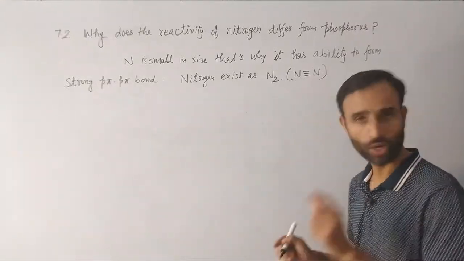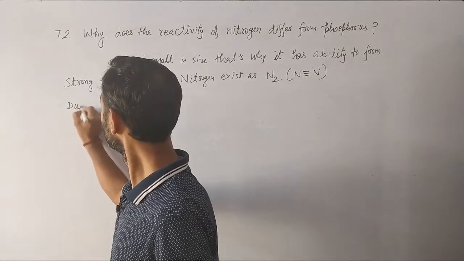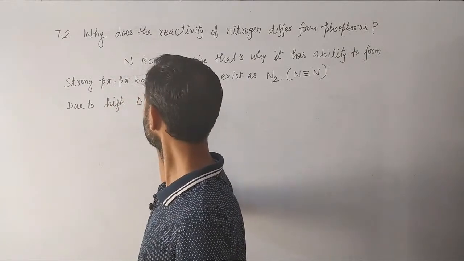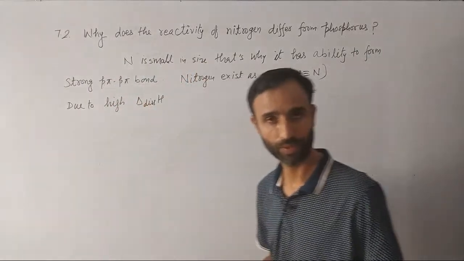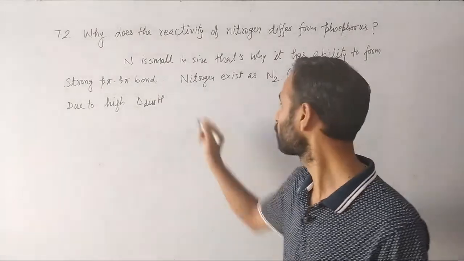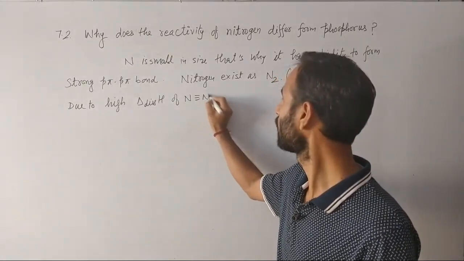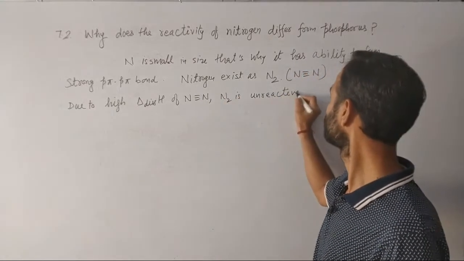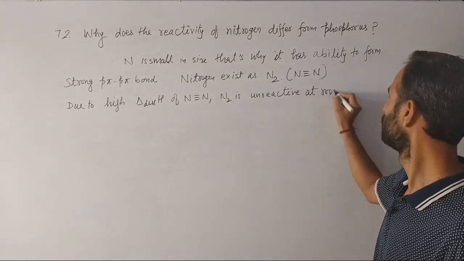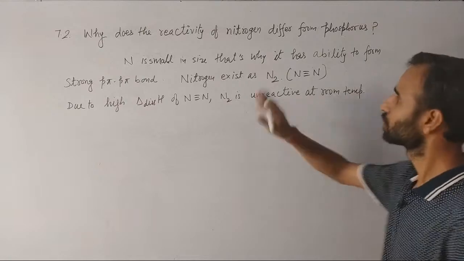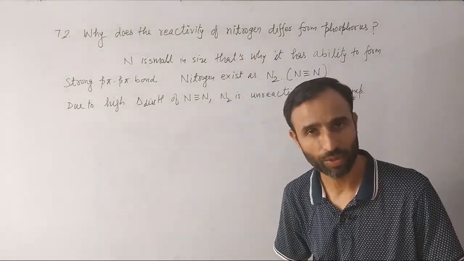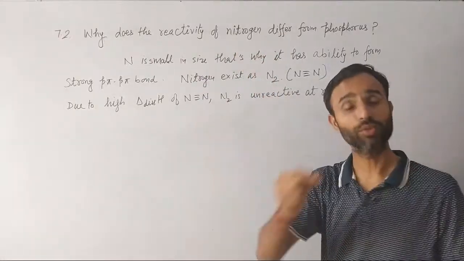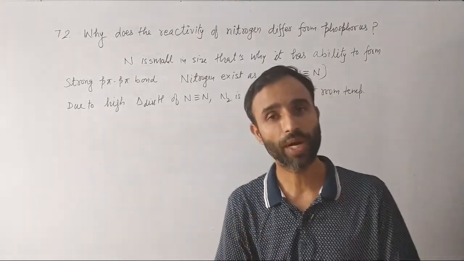Okay, got it? Due to the high bond dissociation enthalpy of N triple bond N, N2 is unreactive at room temperature. So it is clear, nitrogen is less reactive because of the triple bond. Because of its small size, it can form strong p-pi bond.